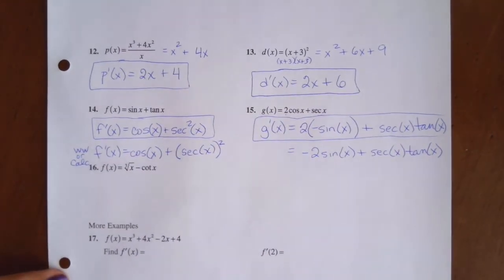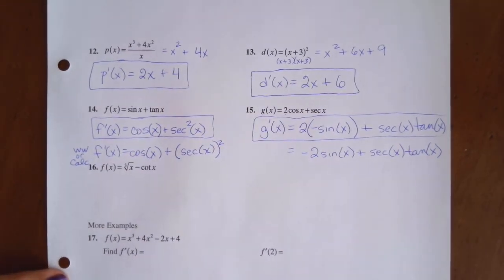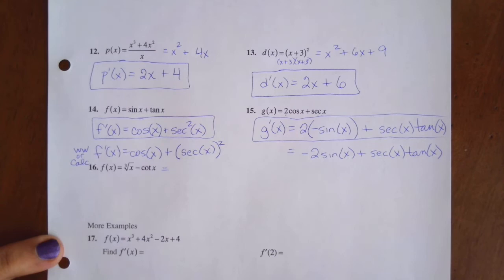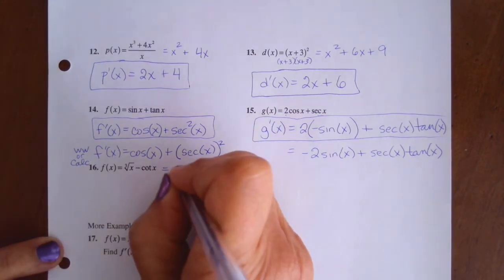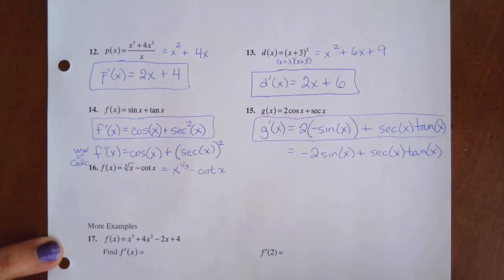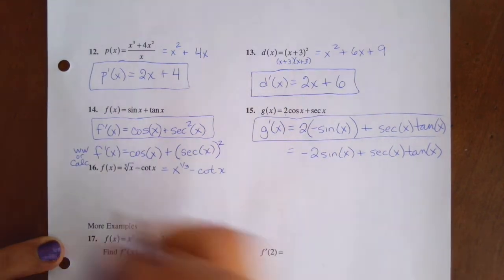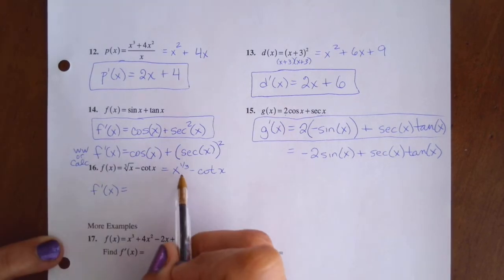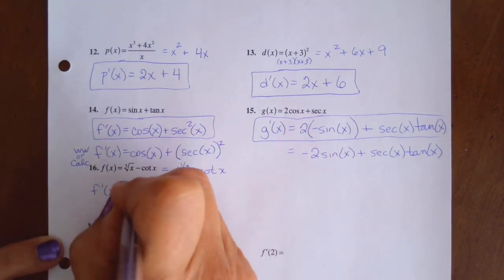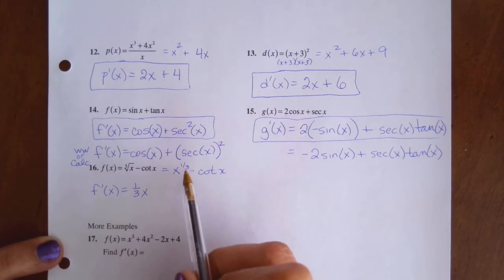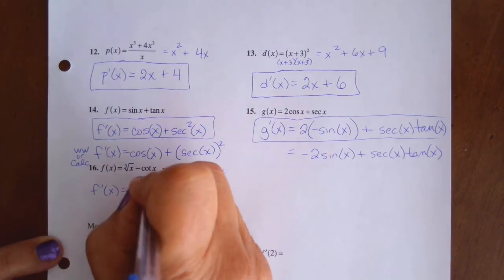All right, number 16, we have to do a little simplifying because we don't know how to find the derivative using a radical, so we're going to write that using a rational exponent. So f of x, instead of the cube root of x, would be x to the 1/3 minus the cotangent of x. That's what we're going to find the derivative of. So f prime of x. We're going to use the power rule, bring the 1/3 out front, and then subtract 1 from 1/3. So 1/3 minus 1 is negative 2/3.